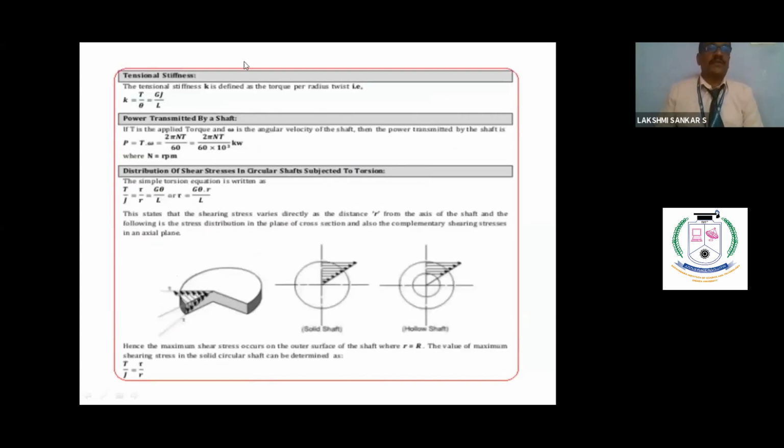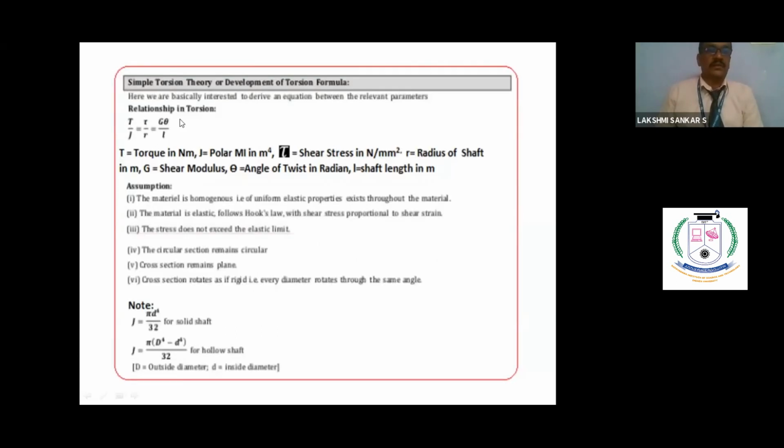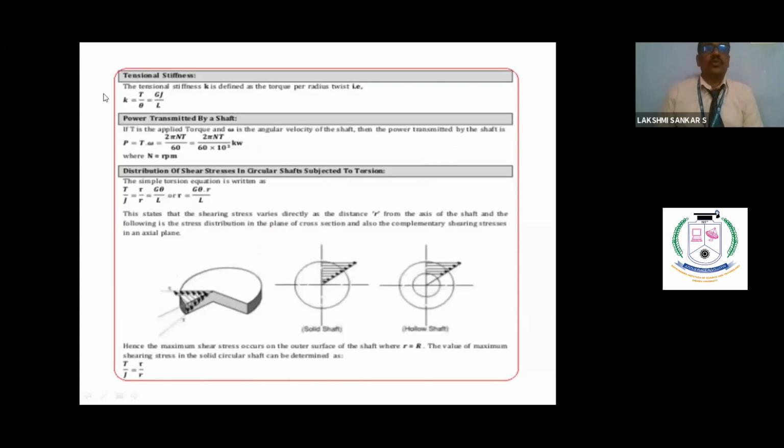If you see the torsional stiffness, it is nothing but T by theta. From the previous equation, if T by theta is brought, GJ by L will come, correct or not? So this is going to be the torsional stiffness equation. Okay, if the G value is not given in the problem, you can take 0.8 into 10 power 5 Newton per mm square with respect to ductile material, mild steel. The power transferred is T omega, that is 2 pi NT by 60. This formula I can think of.